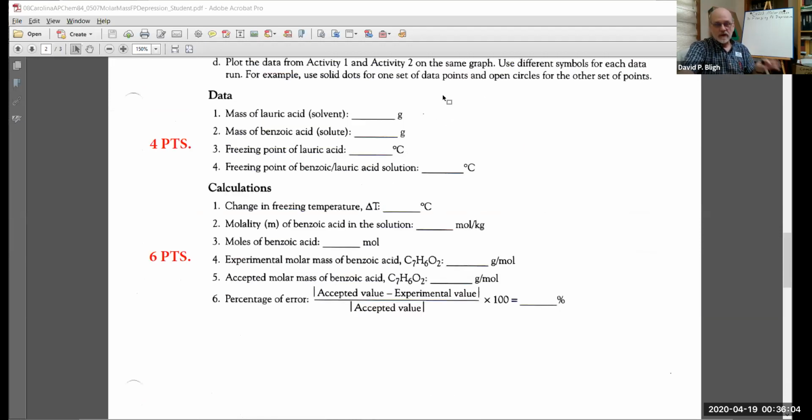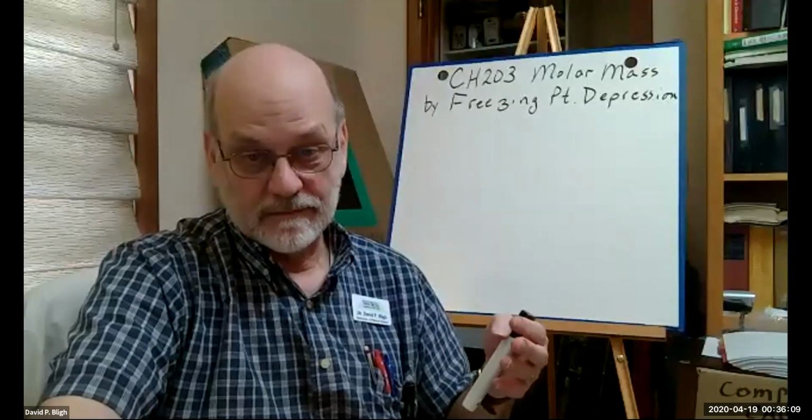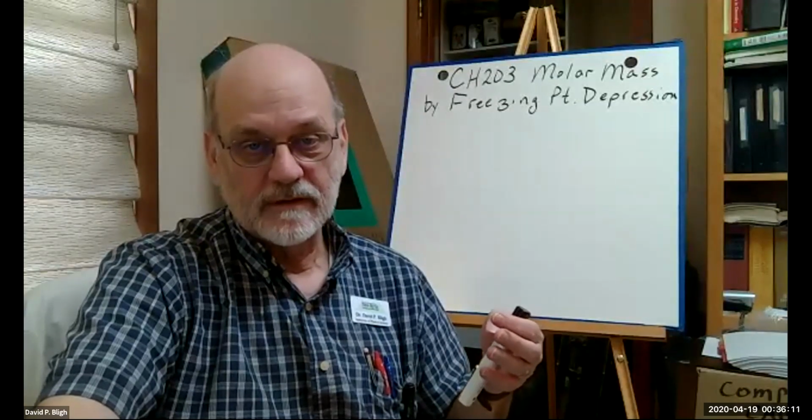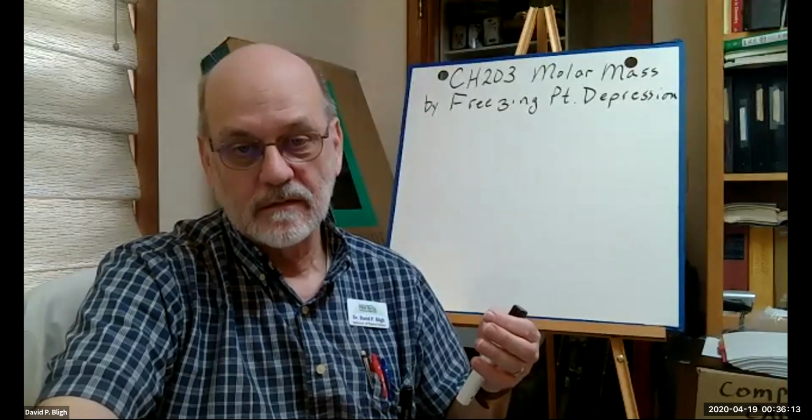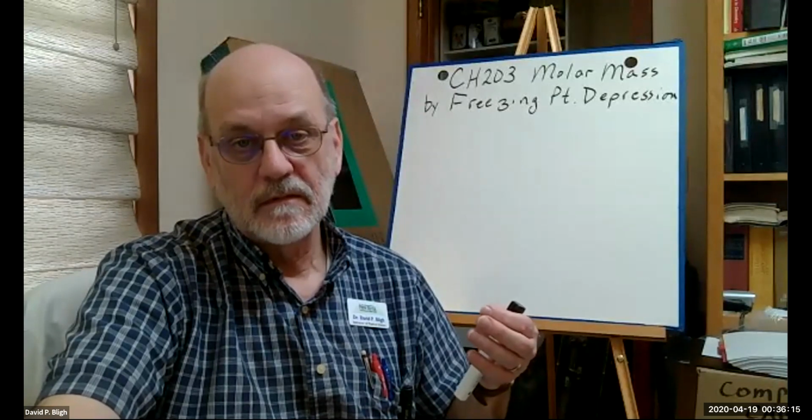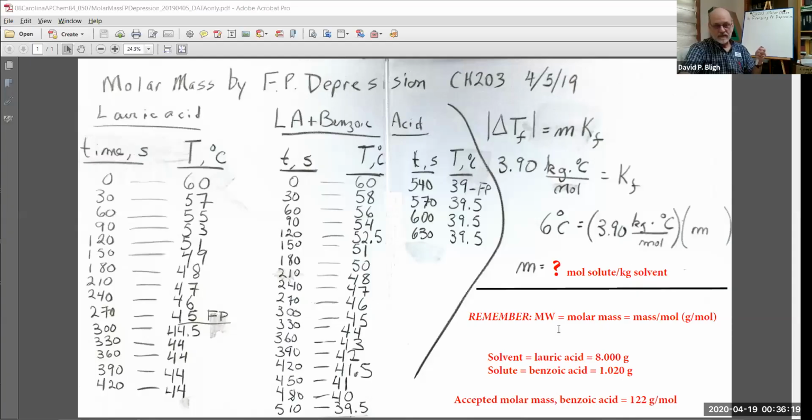So that's the hard copy lab. You need to print that out. And then you're going to need data. All right, so here's your data. Right, this data was gathered by a previous CH203 class. In fact, a little over a year ago by now. It's very reliable data.